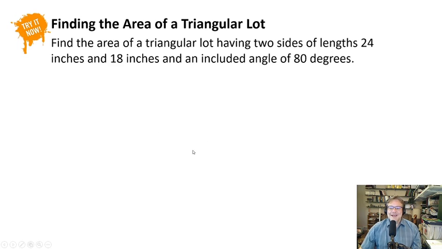Okay, with that in mind, do this very similar problem here. Find the area of a triangular lot having two sides of lengths 24 inches and 18 inches and an included angle of 80 degrees. Take some time for that.